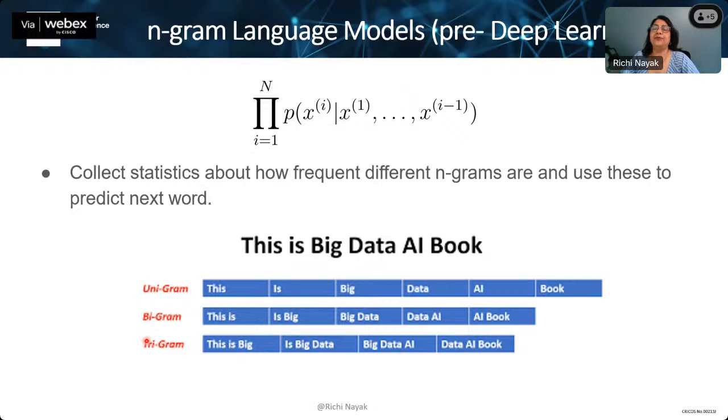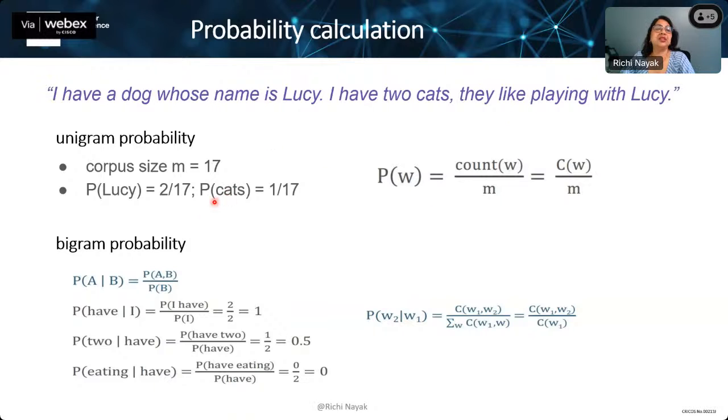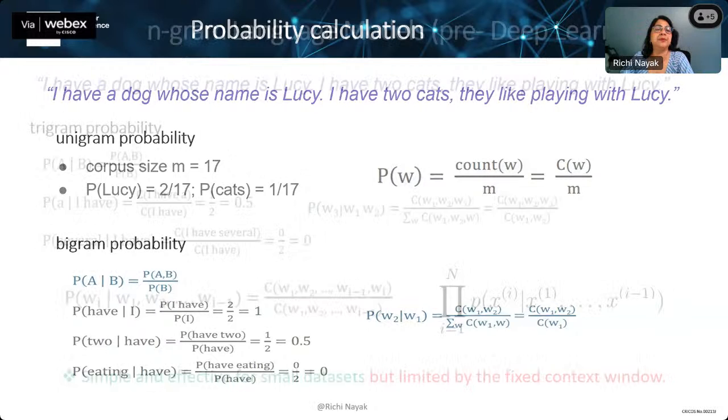If it's bigram modeling, then you have a window of length 2, and it is an overlapping window. So you would have "this is", "is big", "big data", "data AI", "AI book", and so on. If it's a trigram, then you have a window of length 3, such as "this is big", "is big data", and so on. That's the n-gram language model. Essentially, you count each of the unigrams, bigrams or trigrams in the corpus, you get that frequency, and based on that frequency you compute the probability. These systems would have all the probabilities counted.